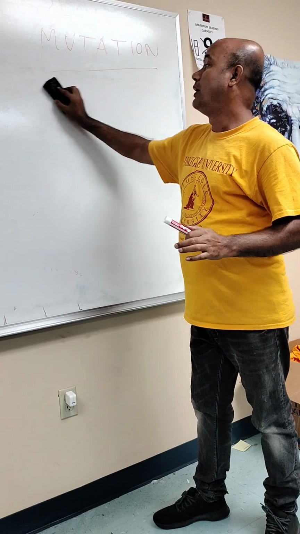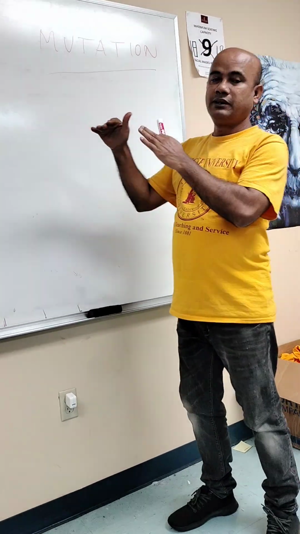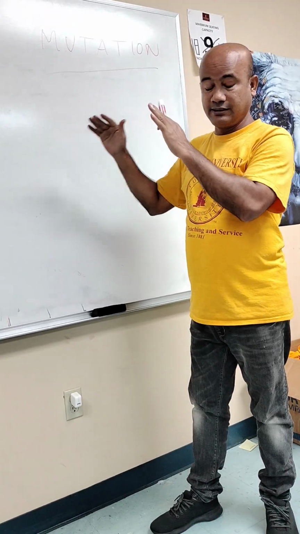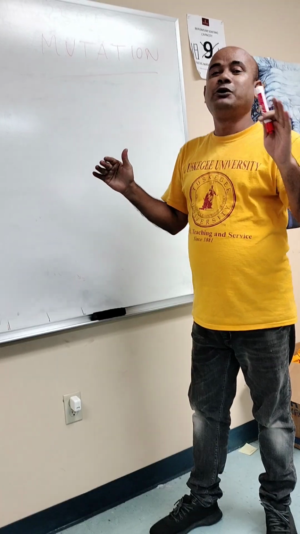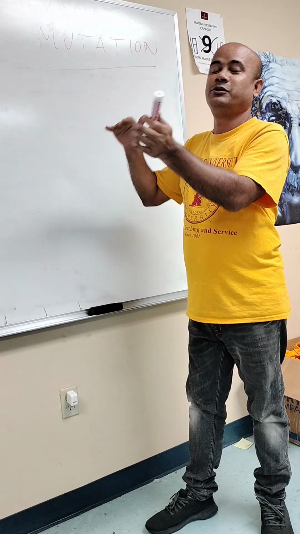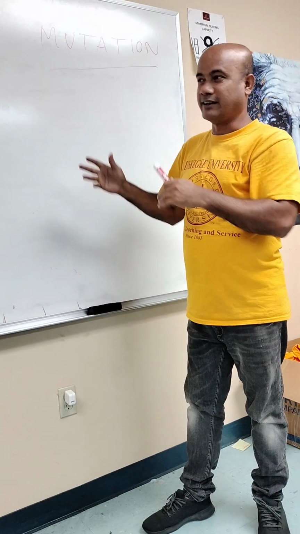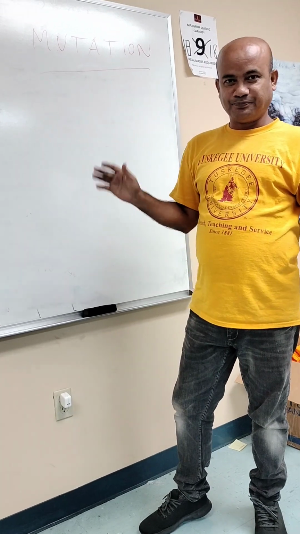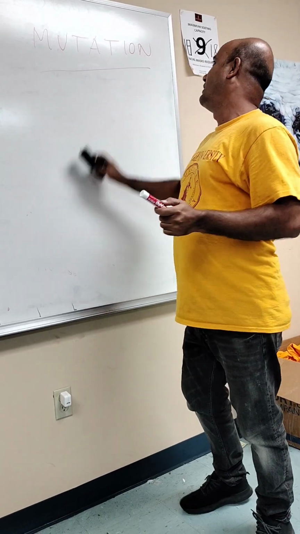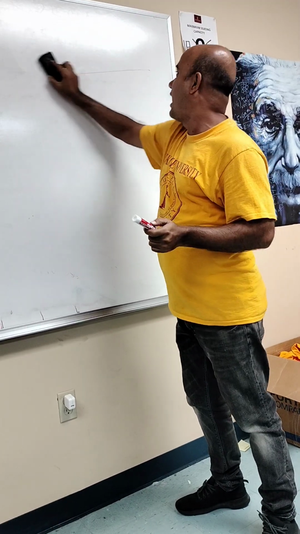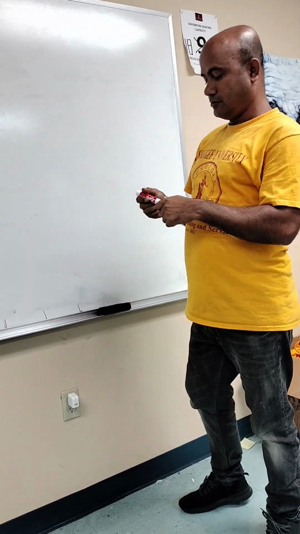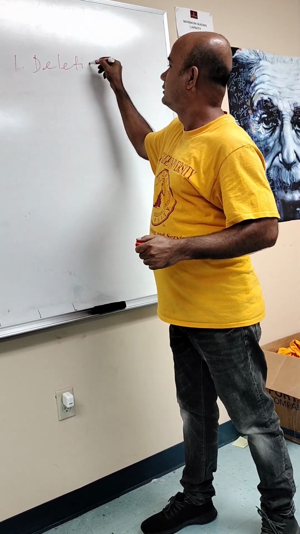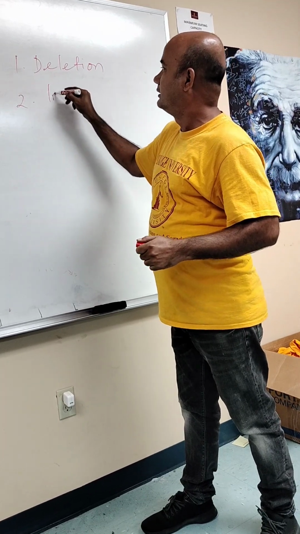Suppose you think, if the human's nucleotides were not rearranged, if no mutation happened, all humans would be the same color, the same height, the same structure. But due to mutation only, variation happens. So now we understand what mutation is, and I want to explain 3 things: deletion, insertion, and substitution.